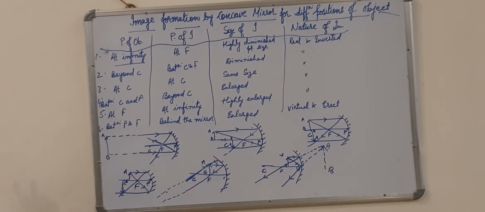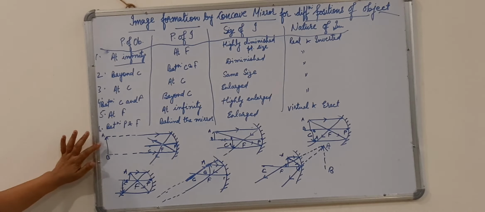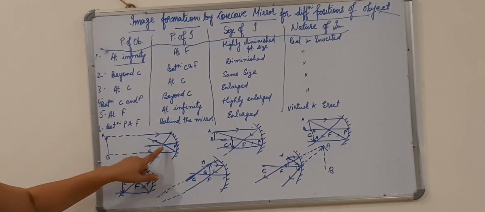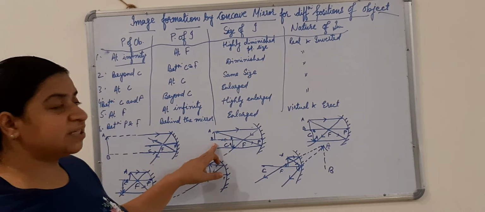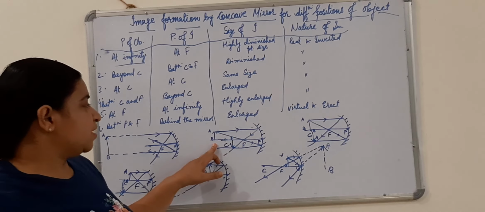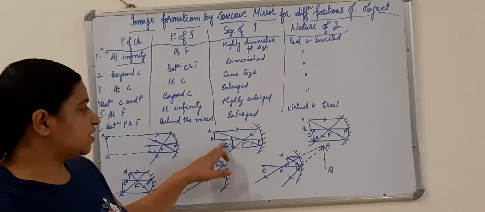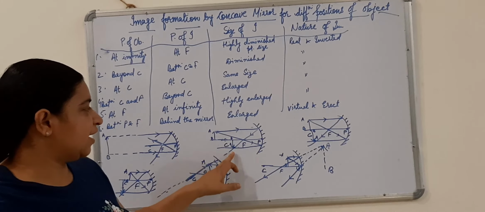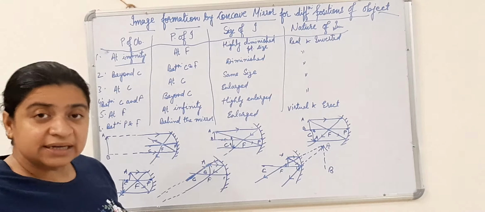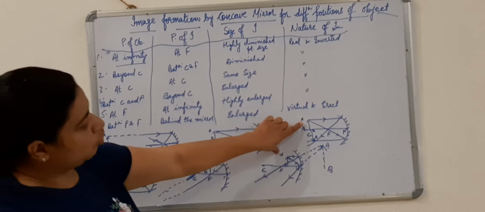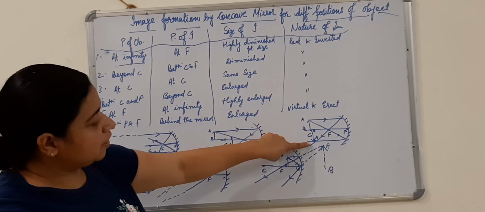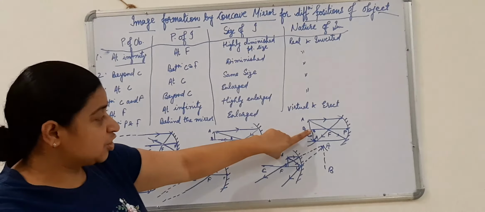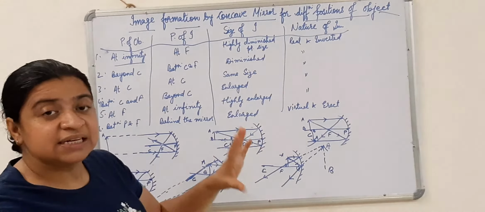Let us do a recap. First, if the object is at infinity, image formed is at focus. What is the nature? Real and inverted. Size highly diminished. Now the object is beyond C. Image formed is between C and F. Nature real and inverted, and size diminished. Now when the object is at C, that is the center of curvature, image formed at C only, nature real and inverted, size same.